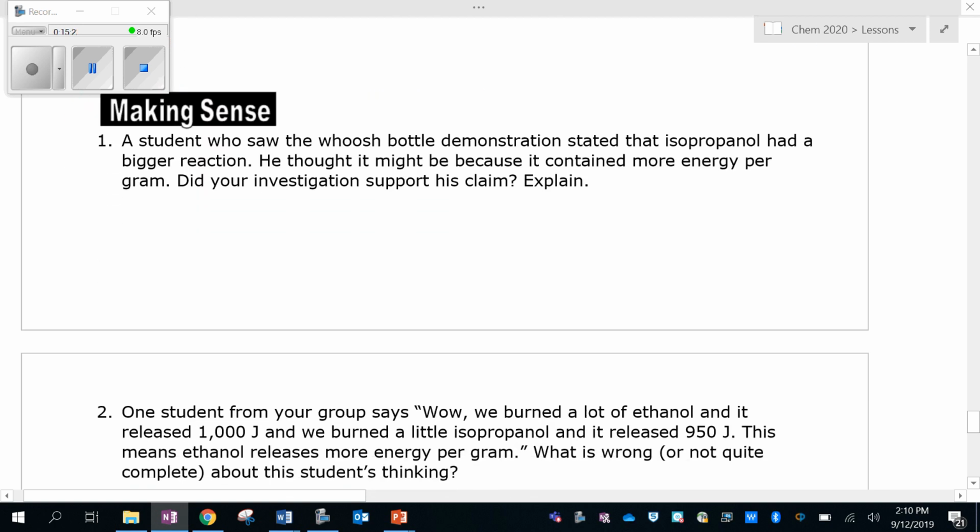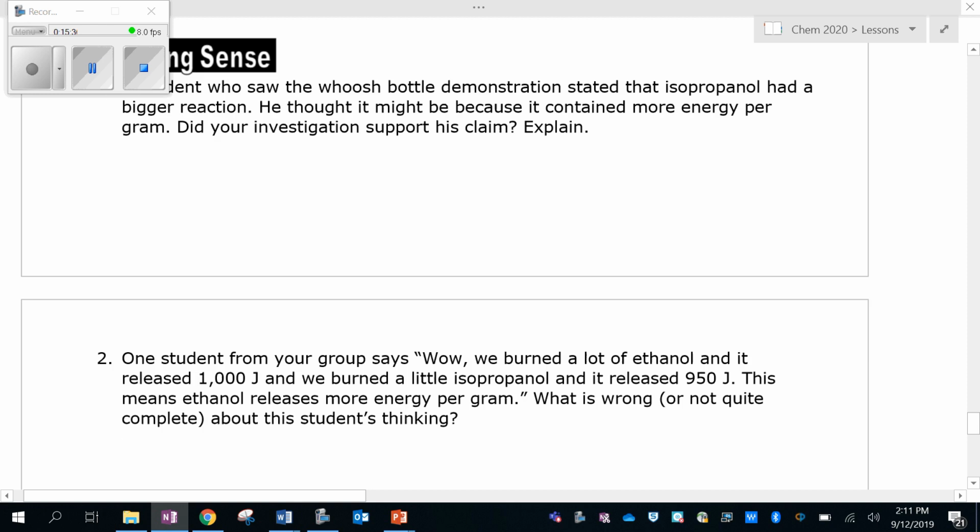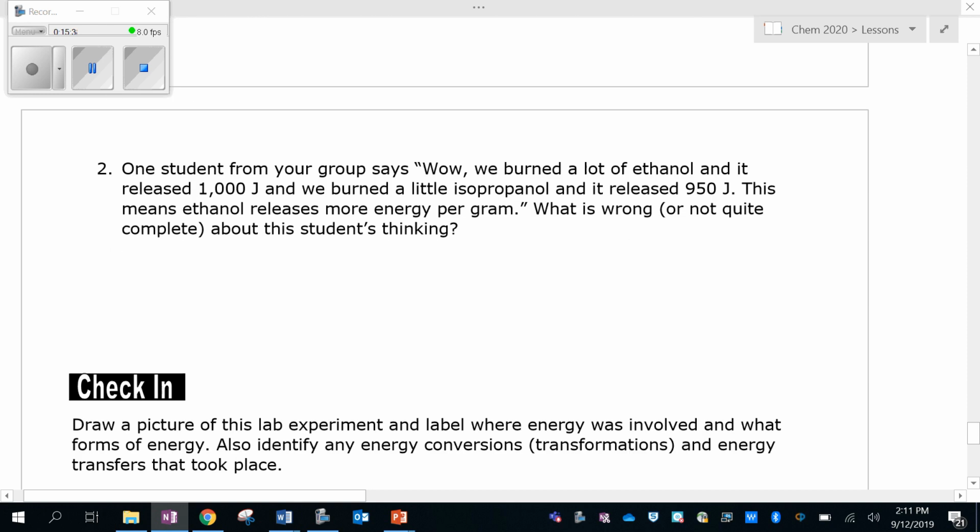Just looking briefly at a couple of these questions, a student who saw the whoosh bottle stated that isopropanol had a bigger reaction. Does what you saw in this lab support that claim? And number 2 confuses a lot of people. Somebody says, we burned a lot of ethanol, it released 1,000 joules. We burned a little isopropanol, it released 950 joules. That means that ethanol releases more energy per gram.